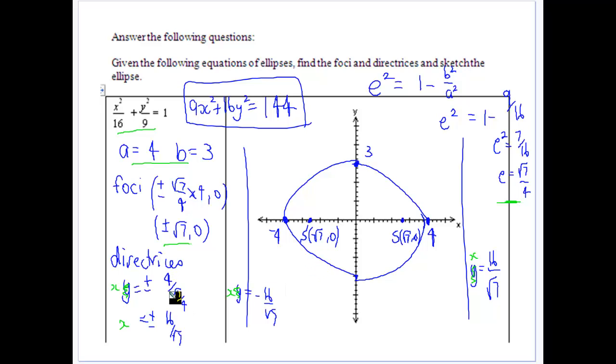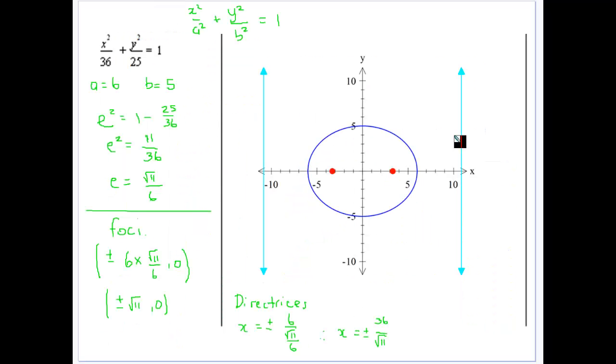But a on e, so we get 16 on root 7, and 16 on root 7 sits out there. That makes sense, so we can draw it up. We know that we go through 3 and minus 3 on the y-axis, minus 4 and 4 on the x-axis, foci at plus or minus root 7, directrices at plus or minus 16 on root 7. We can draw it up. We know the basic shape of the ellipse as well, like we did with the circle and the parabola.